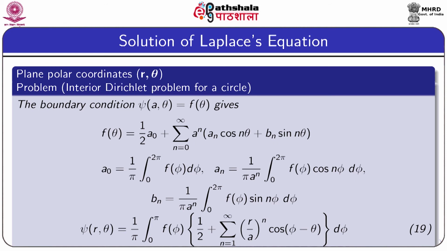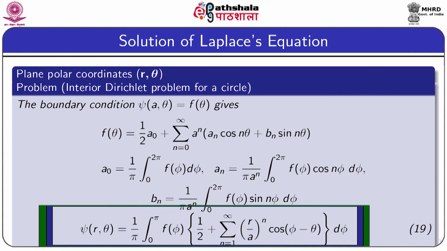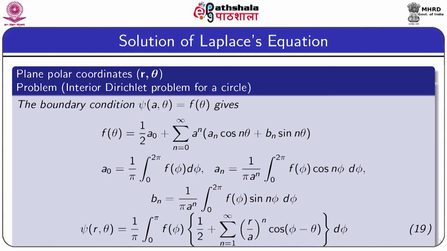So, if we multiply that equation f(theta) with cos n theta and use the orthogonality property of the functions cos n theta and sin n theta, we get the expression for a_n, b_n which are written here. Thus, psi can be written as 1 by pi integration 0 to pi f(theta) into half plus sum n equals 1 to infinity (r by a) to the power n cos n(theta minus phi) d phi.